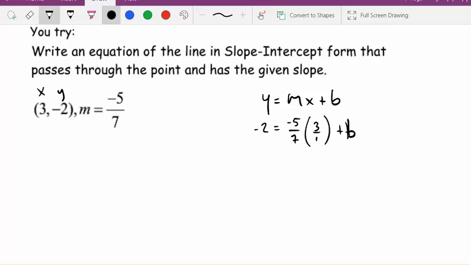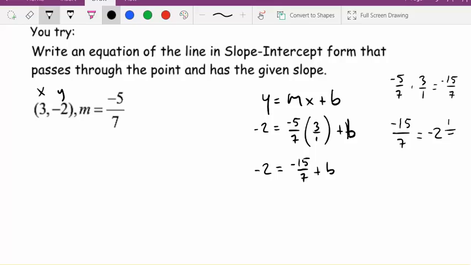So a little side problem, what's negative 5/7 times 3? Well, I don't think I can simplify, so that's negative 15/7. Ooh, this is kind of going to be ugly a little bit. So negative 2 equals negative 15/7 plus b. Now what is negative 15/7? Negative 15/7 is equal to negative 2 and what? 7 goes into 15 twice with 1 left over, so 2 and 1/7.